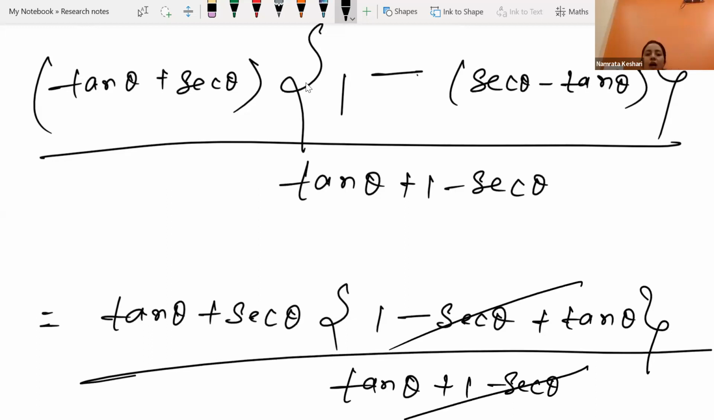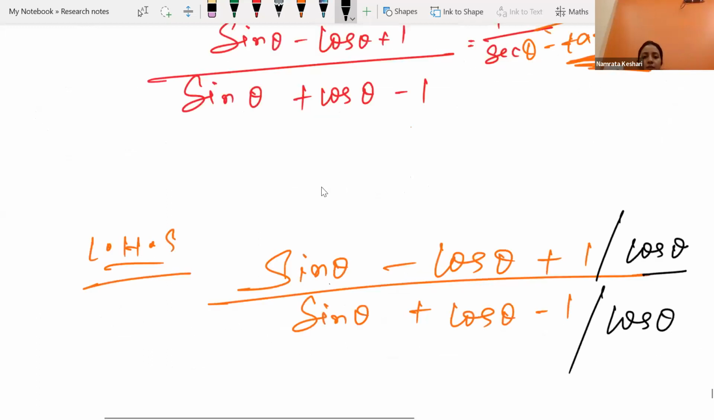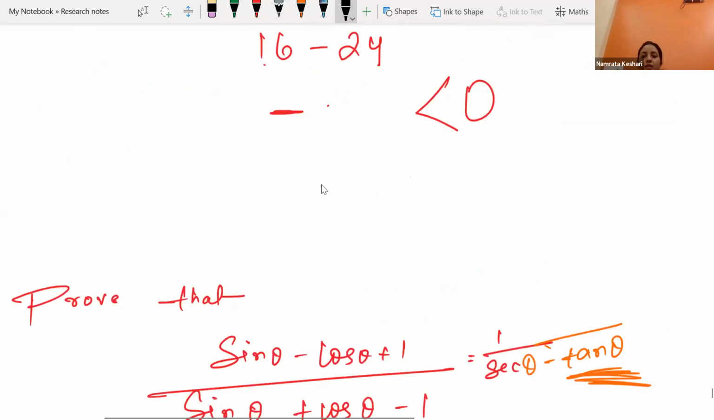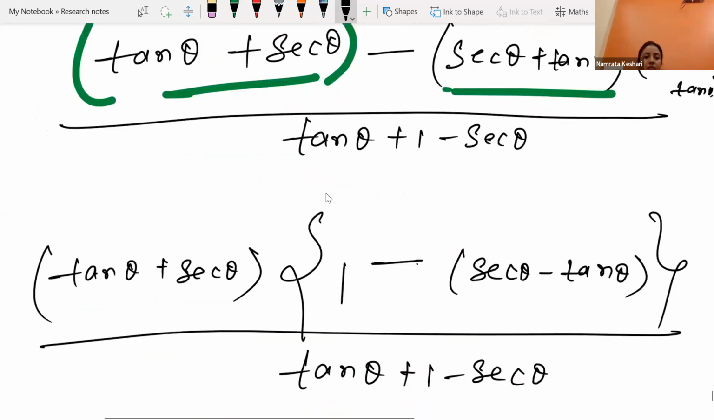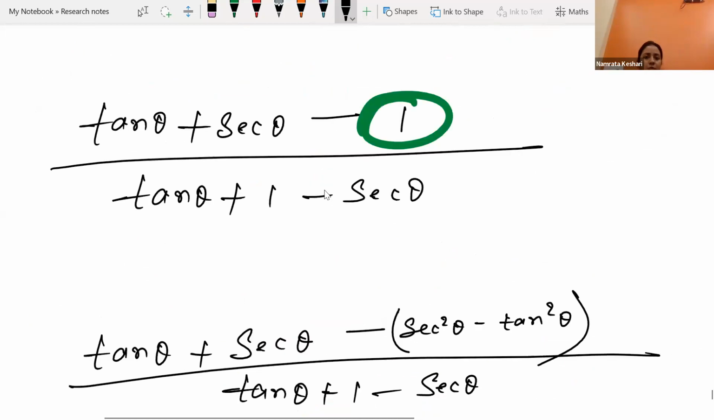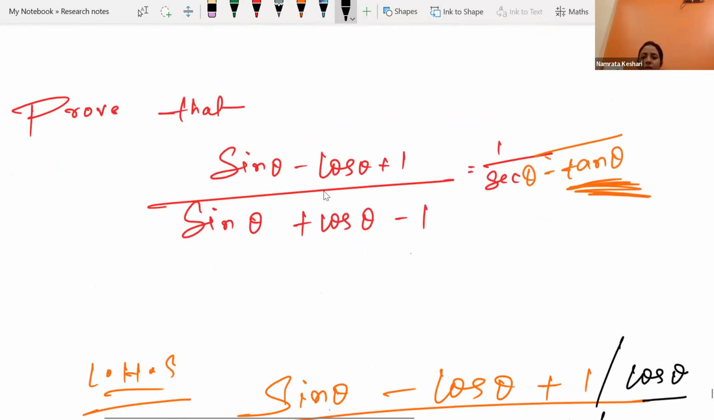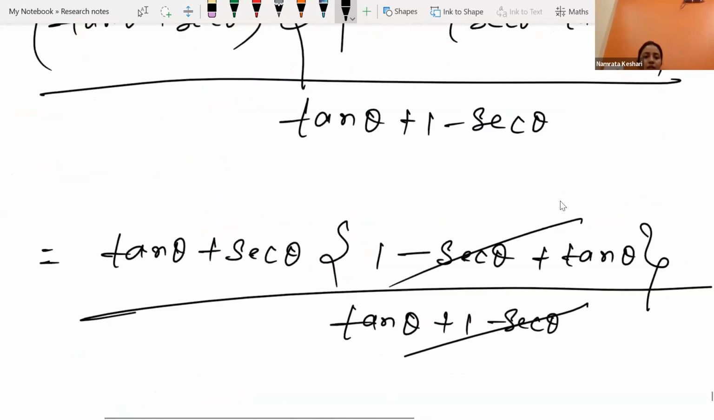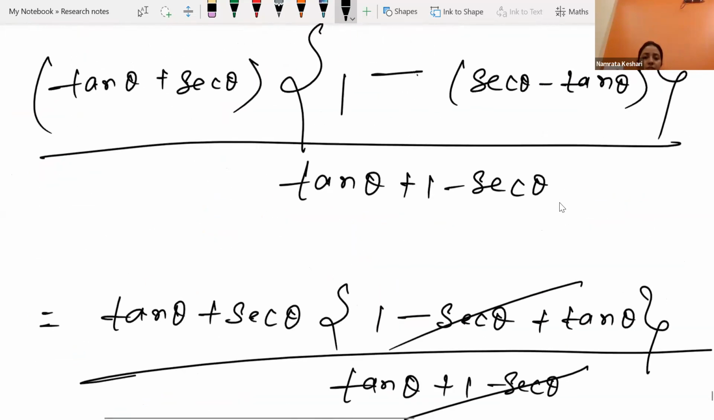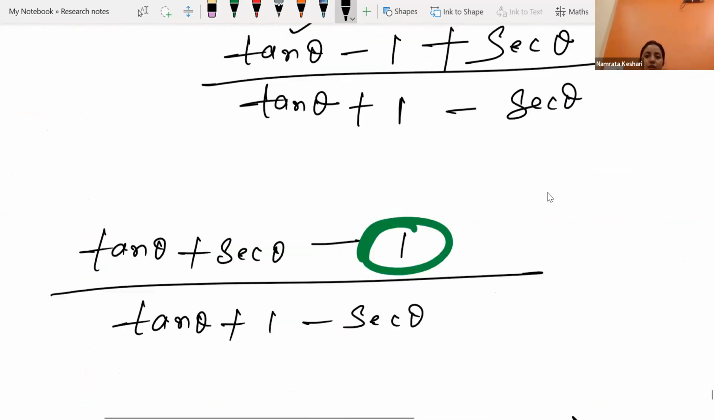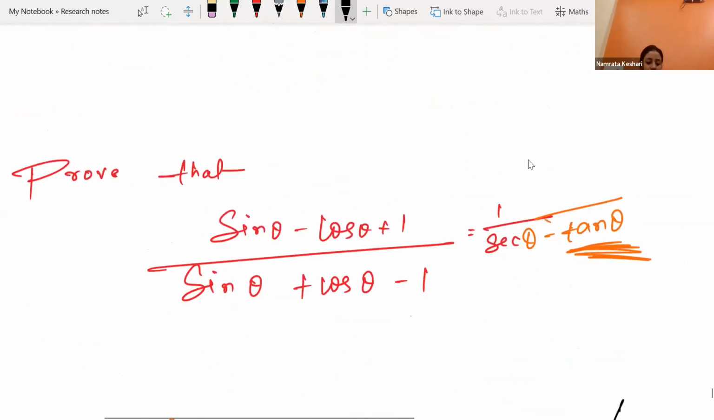Are we done with the proof? Let's check it. In the proof, 1 by sec theta minus tan theta is there, and we have got tan theta plus sec theta. Let me check the question. Have I written it correctly or not? Or have I mixed two different questions? Just a moment now.